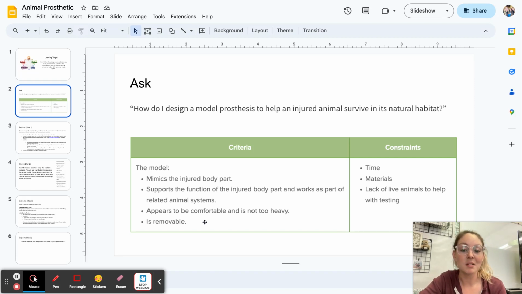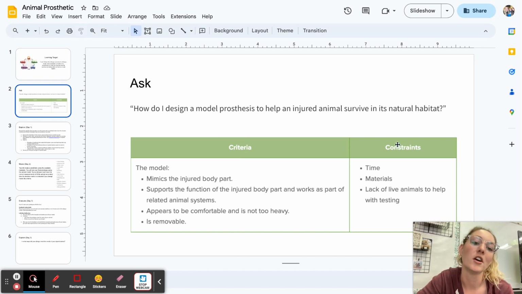The prosthetic needs to be comfortable and not heavy, and it also needs to be removable. So the prosthetic, you've got to plan for it to be able to come on and off of the animal. And we will be testing this with the stuffed animals that are here in the classroom. You should be seeing those on my counter.